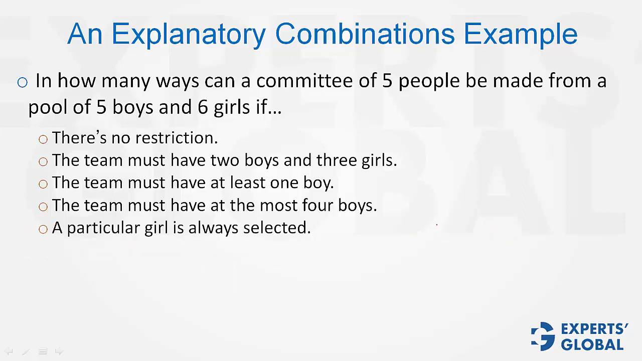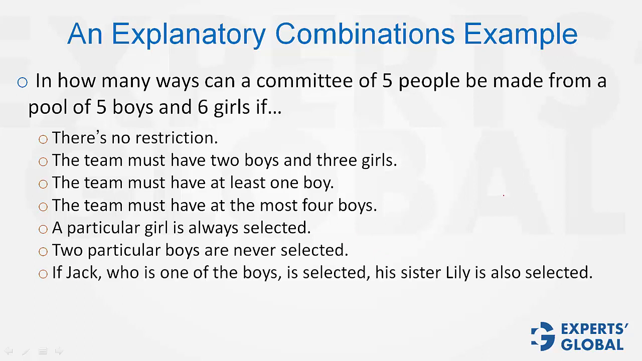Next question, a particular girl is always selected. That means now we have 10 boys and girls remaining, out of which 1 girl has already been selected. So out of the remaining 10, 4 need to be selected. That's the answer. Next, 2 particular boys are never selected. That means the pool reduces to 9, 5 plus 6 minus 2, 9, out of which 5 need to be selected. That's the answer.